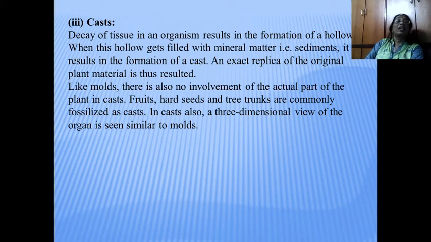Next one is a cast. Decay of tissue in an organism results in the formation of a hollow. When this hollow gets filled with the mineral matter, that is sediments, it results in the formation of a cast. An exact replica of the original plant material is thus resulted. Like mold, there is also no involvement of the actual part of the plant in a cast. Fruits, hard seeds, and tree trunk are commonly fossilized as a cast. In a cast also, a three-dimensional view of the organ is seen similar to molds.